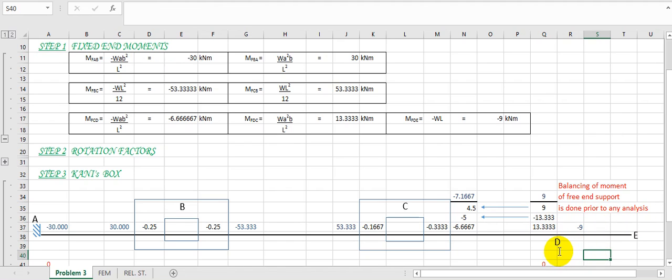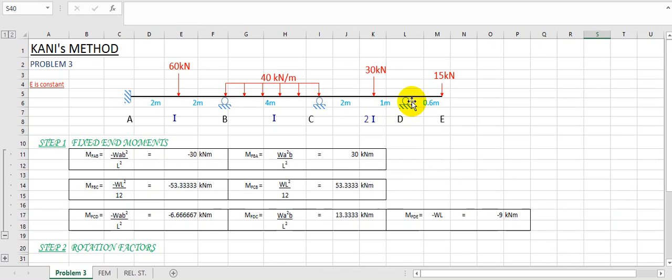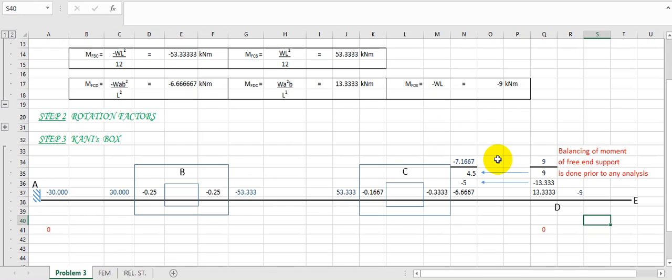So basically what we have to do is, since this is an overhang and this beam is going to bend like this, whatever moment is produced here has to be balanced on both sides. So if a minus 9 kilonewton meter moment is produced on this side, this side also has to have a moment of equal magnitude but of opposite nature, so that this joint is balanced. That is called balancing of the joint. So we have to balance the moment here.